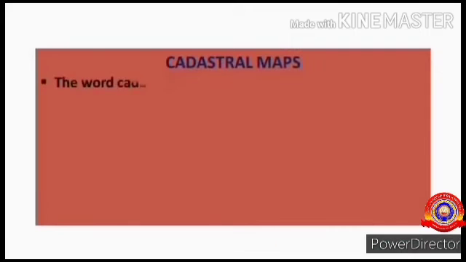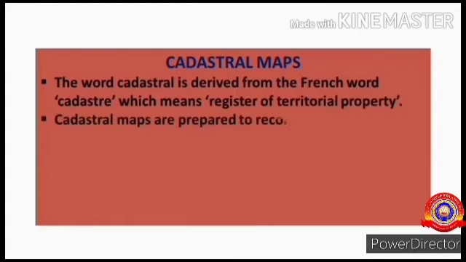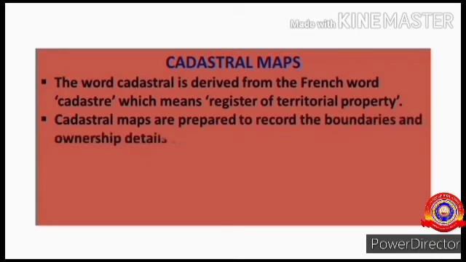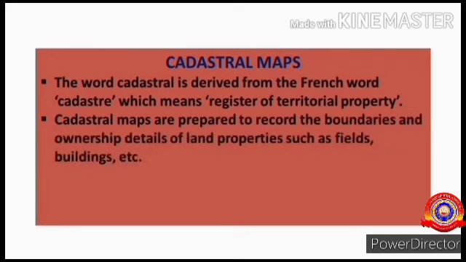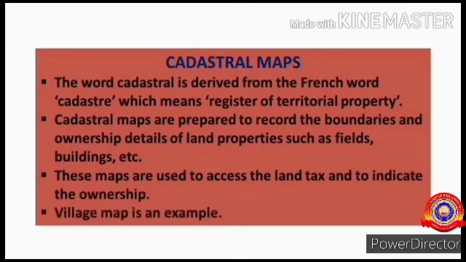Cadastral maps. The word cadastral is derived from the French word cadastre, which means register of territorial property. Cadastral maps are prepared to record the boundaries and ownership details of land properties such as fields, buildings, etc. These maps are used to assess the land tax and to indicate the ownership. Village map is an example.